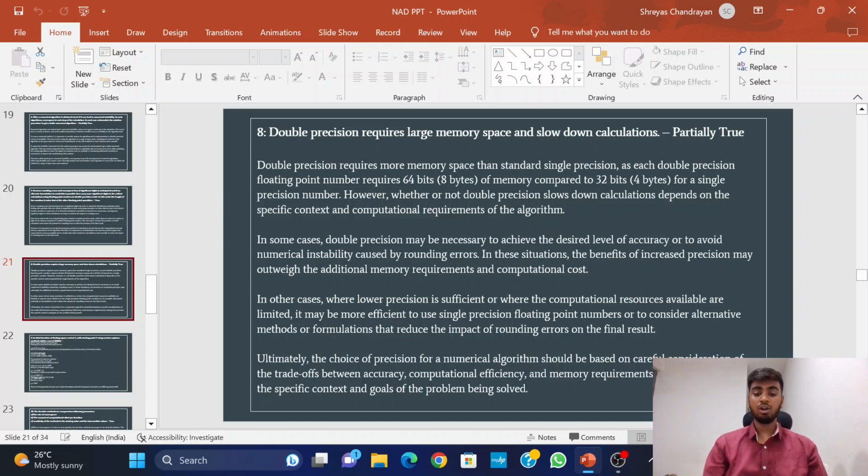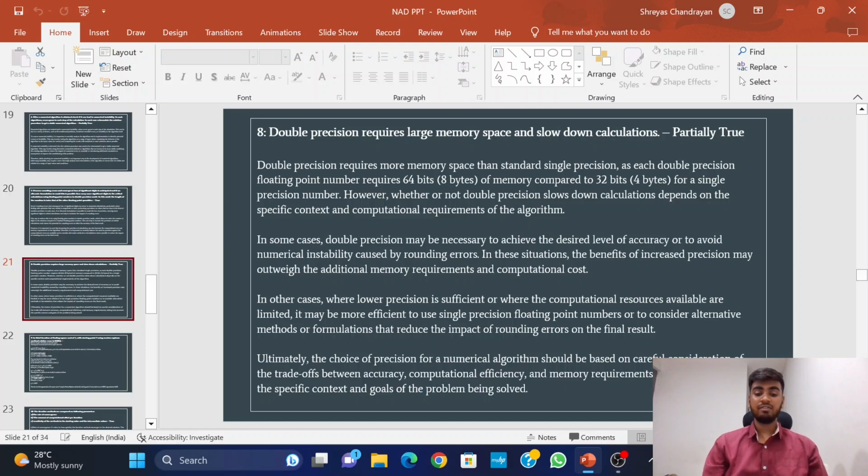However, whether or not double precision slows down the calculation depends on the specific context and computational requirements of the algorithm. In some cases, double precision may be necessary to achieve the desired level of accuracy or to avoid numerical instability caused by rounding errors. In this situation, the benefit of increased precision may outweigh the additional memory requirements and computational cost.